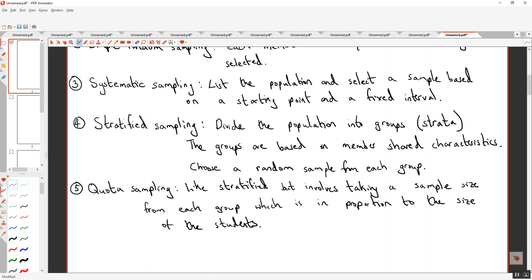So this one involves taking a sample size from each group, which is in proportion to the size of the group, not the students.